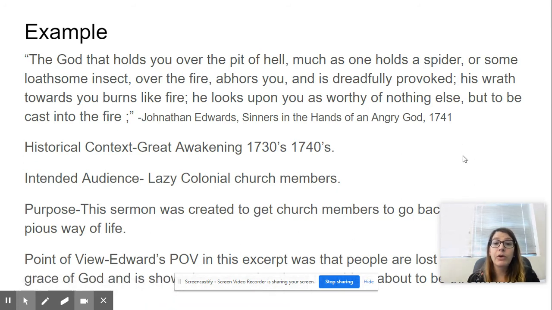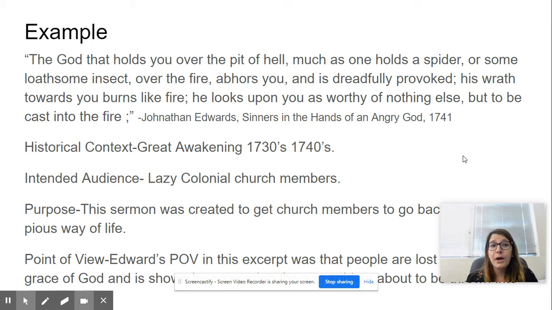This is something that we'll actually read, Sinners in the Hands of an Angry God, but this is just an example to give you an idea. The document says, "The God that holds you over the pit of hell, much as one holds a spider or some loathsome insect over the fire, abhors you and is dreadfully provoked. His wrath towards you burns like fire. He looks upon you as worthy of nothing else but to be cast into the fire."